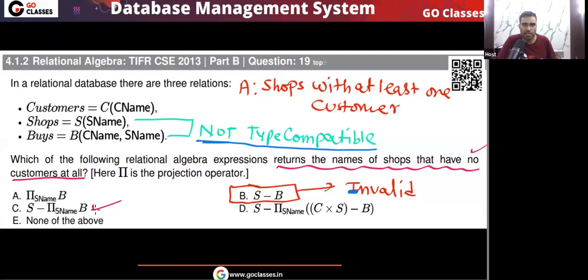But our answer is not option D, because we want those shops where there is no customer. So our answer for this TIFR question is very simple. The answer is option C. But I gave you the analysis of option D. So what is option D? Option D is basically shops where all customers are buying from.